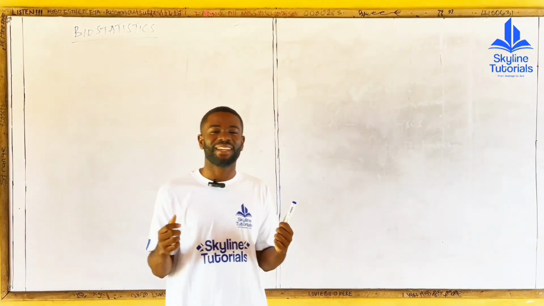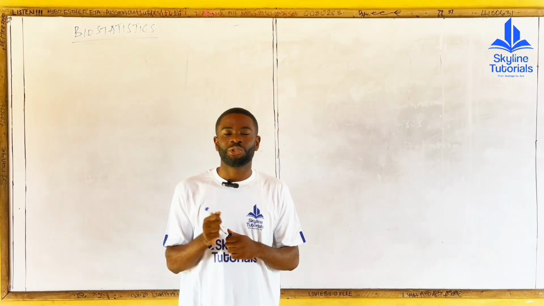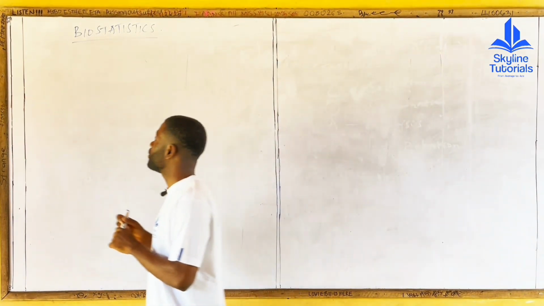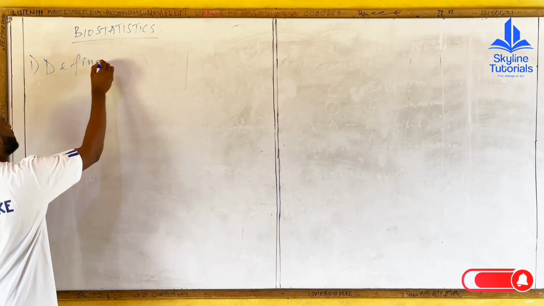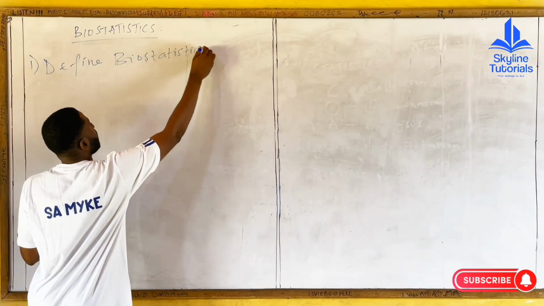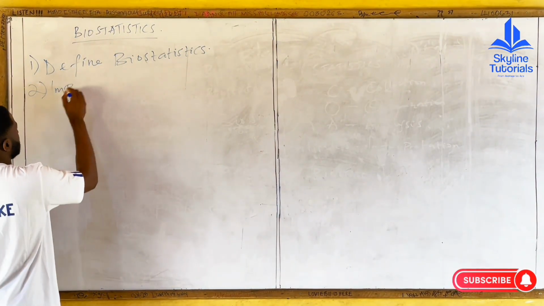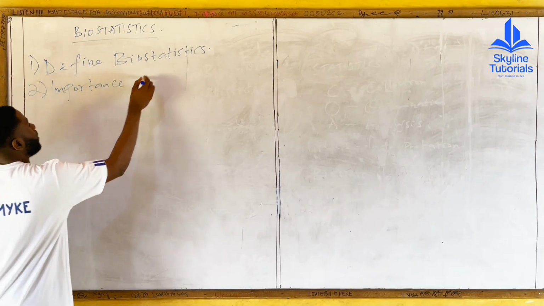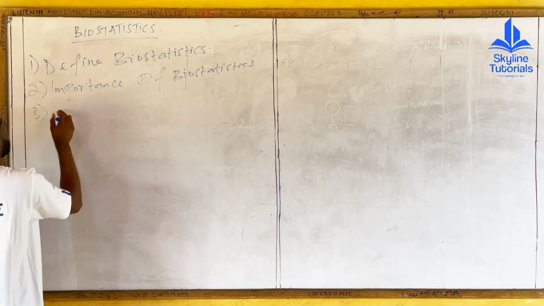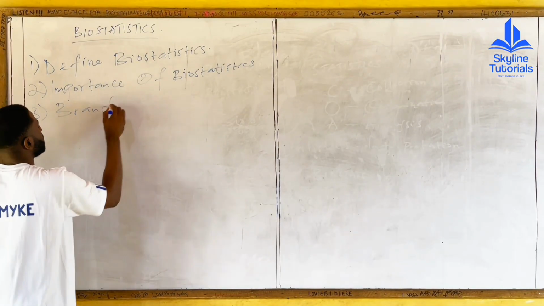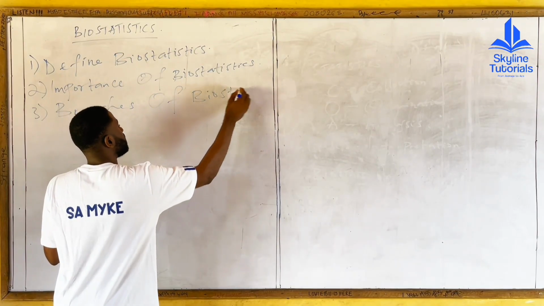My name is Michael Mike, and today we'll be beginning a series in biostatistics. So the objective of this class is to, one, be able to define biostatistics. During and at the end of this class, you should also be able to state the importance of biostatistics. And lastly, differentiate between the two branches of biostatistics.